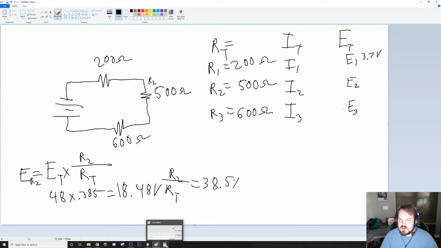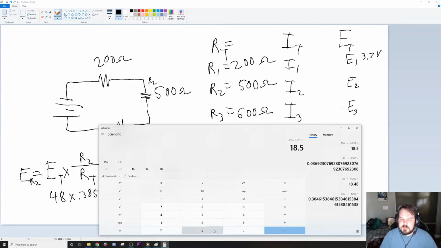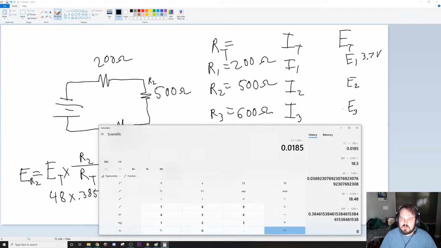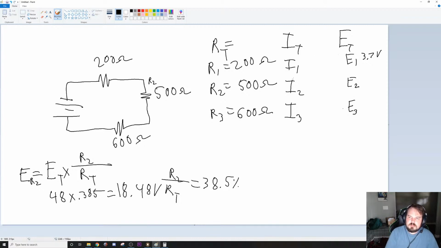Alright, so we've got these numbers, and if you look at the chart, you can see that you've got two things on the same row. That's going to be 3.7 divided by 200, 0.0185. And since it's a series circuit, 0.0185, 0.0185, 0.0185. Now we're looking for E total.